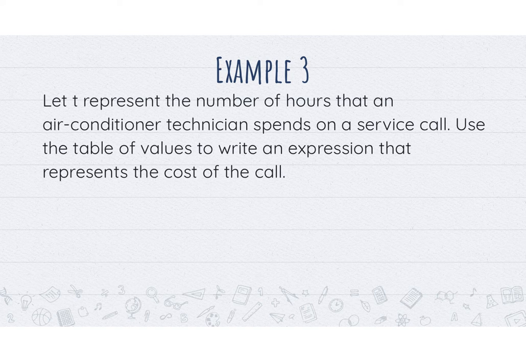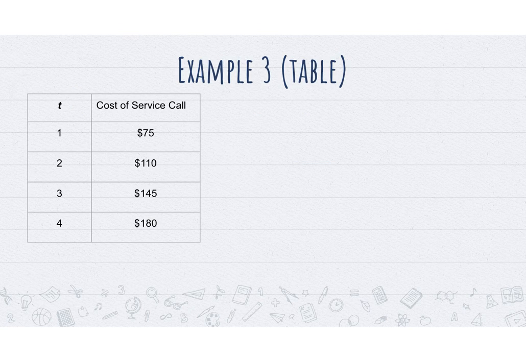And we're going to use a table of values to write an expression. T is the number of hours that represents the cost. We want the cost of the call, because if he spends an hour, it costs less than if he spends 5 hours, right? Here's our table. So here's how we tackle a problem like this. We start looking for patterns. Math is all about patterns and sequences. So we're going to look for patterns.